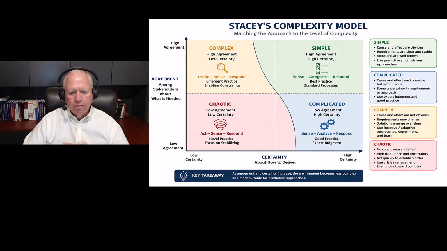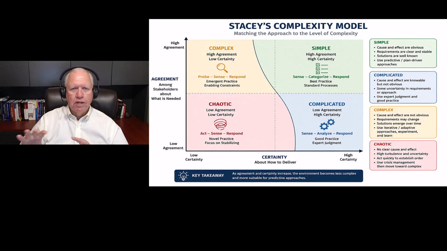When we have high agreement but low certainty, then you're probing, sensing, responding, with emerging practice and enabling constraints. And then the highest one here, which is typically going to be the most simple, is high certainty and high agreement, where you're going to sense, categorize, and respond. The best practice is a standard process because everybody's on board. So make sure you understand this: as agreement and certainty increase, the environment becomes less complex and more suitable for predictive approaches. So the more complex it is, the more agile it really needs to be. And so that will help you a little bit.